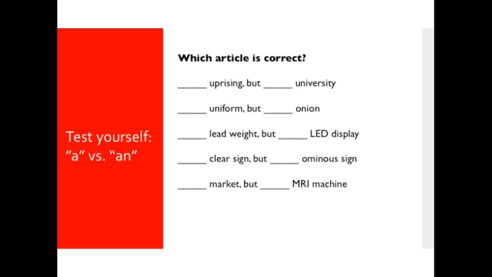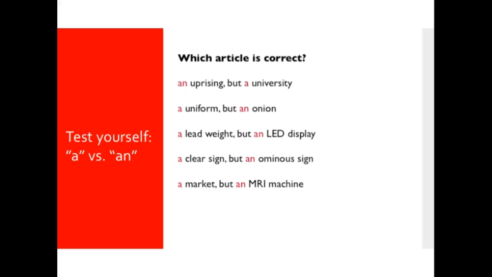So take a second again, pause this presentation, and try to get your "a"s and "an"s down, fill in the blanks, and then we'll review in the next slide. So here we go. It's a little confusing because both of our first words here start with U, but they have different sounds. An uprising, but a university. University starts with a Y sound phonetically.